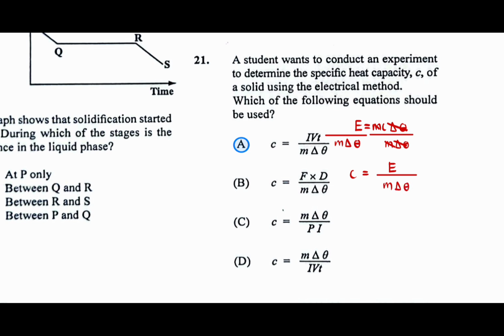Additionally, I would like you all to remember that energy is equal to power by time. And if we're talking about using an electrical method, you have to remember that power is equal to IV. So power is equal to current by voltage. And so if I make that substitution here, E is going to be equal to I by V by T. And so this is what E could be written as. And if that's the case, I can make my final substitution. And so C is going to be equal to I by V by T all over m delta theta. So that is why my answer is A.